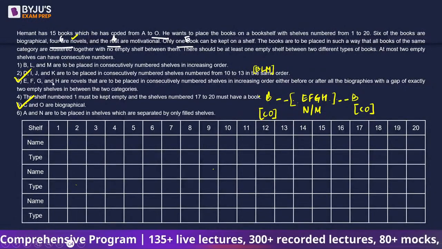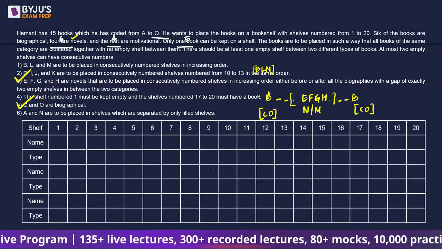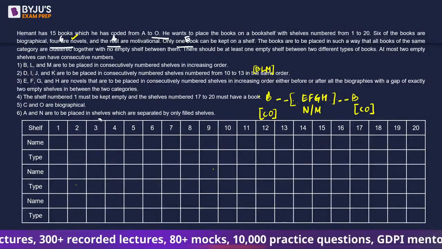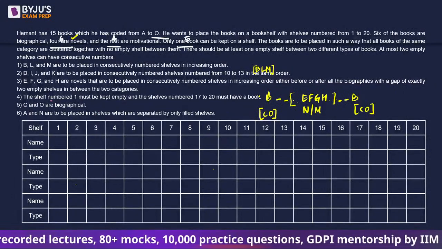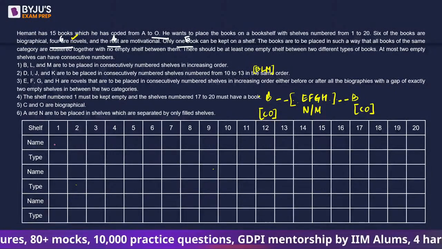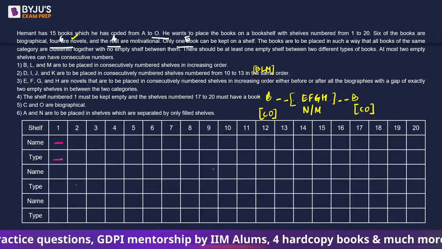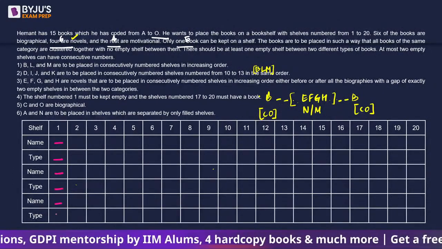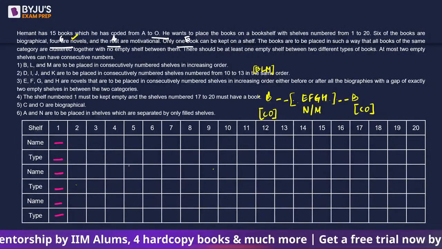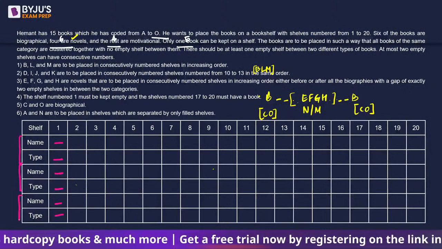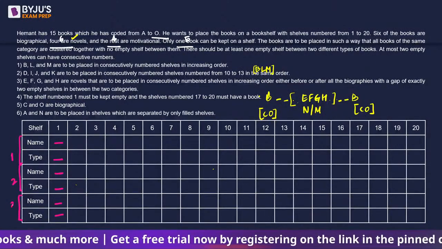So let's fill in the things that we are sure about. The shelf numbered 1, one must be kept empty. So one must be kept empty. So I will leave it empty for all the three cases. So this one is case number 1, this one is case number 2, this one is case number 3. Okay.